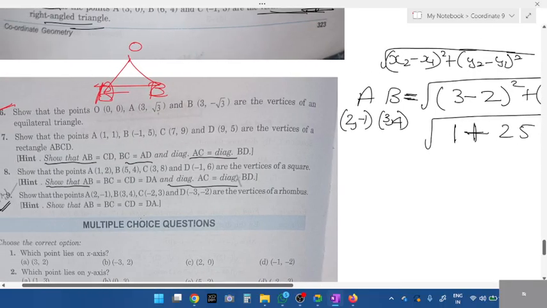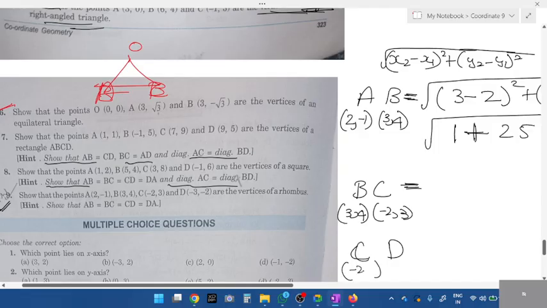Next, what do we need to find? Tell me the logic here. If it is a rhombus, all four sides should be equal. First side is done. What is the second side? BC. Completed. After that, the third side, CD. What is B value? 3 comma 4. What is C value? Minus 2 comma 3. Next. What is C value? Minus 2 comma 3. And D?